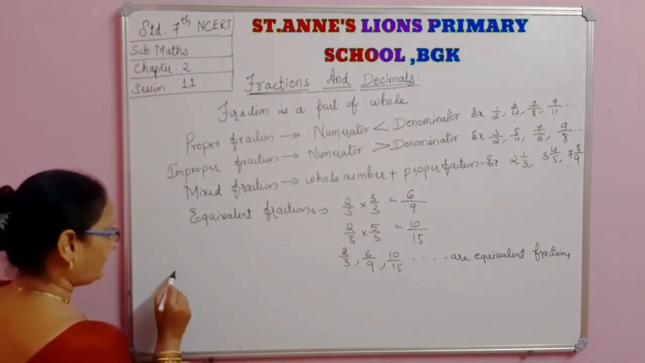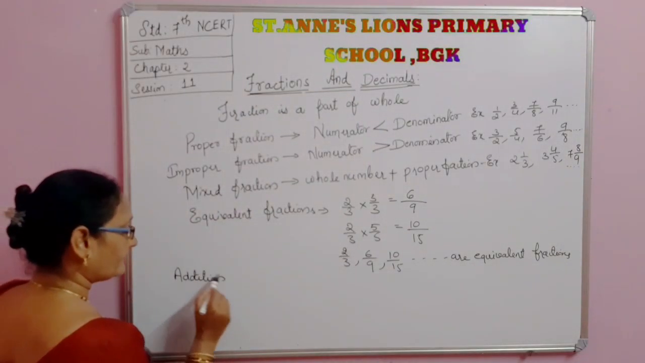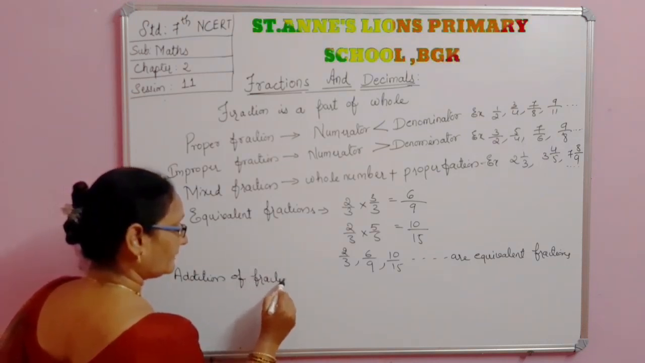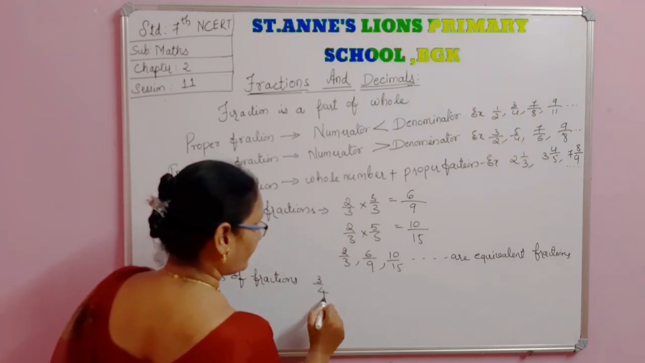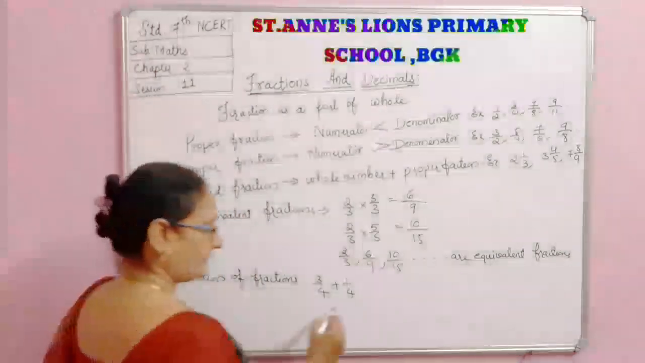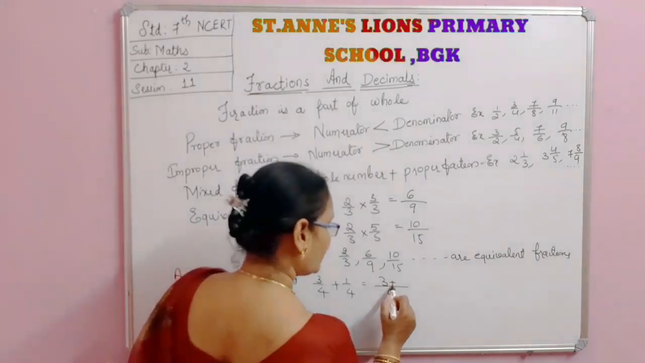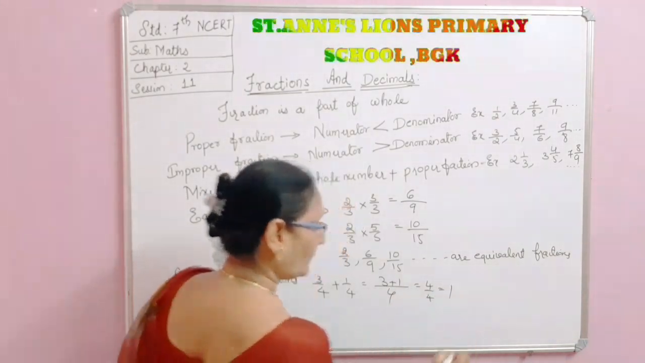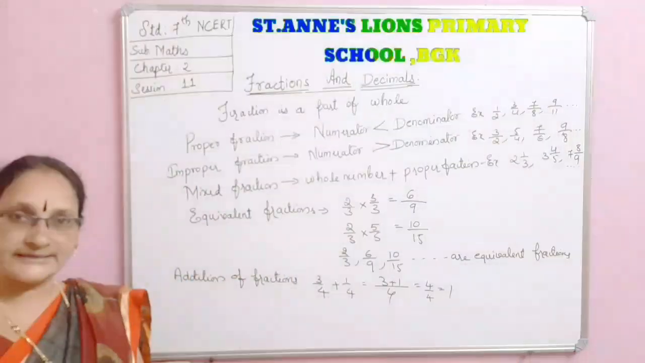For example, see now, addition of fractions. See, for example, 3 by 4 plus 1 by 4. Same denominator, how to write? This is 4, the common denominator. Here 3 plus 1 is equal to 4 by 4, which is equal to 1. And this is when the same denominators are there.